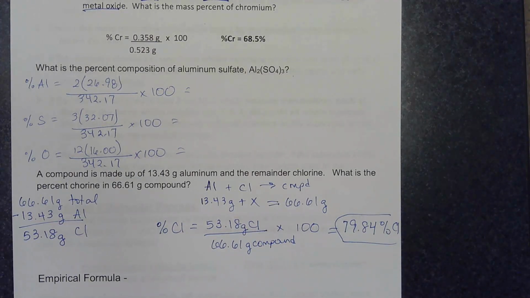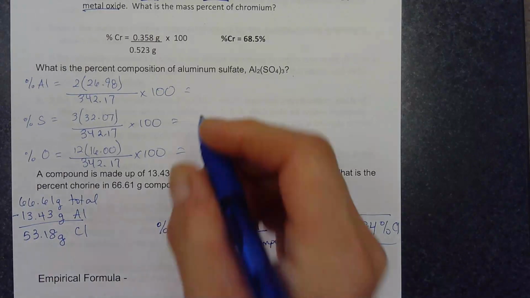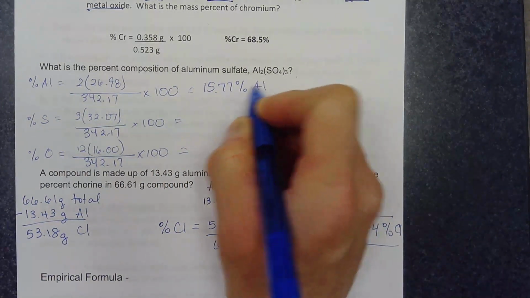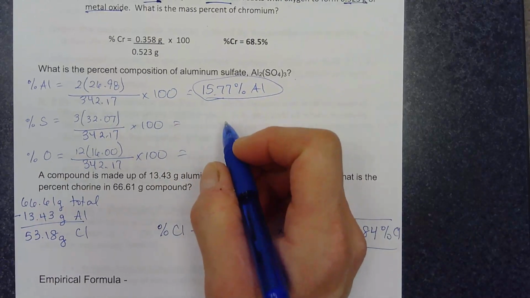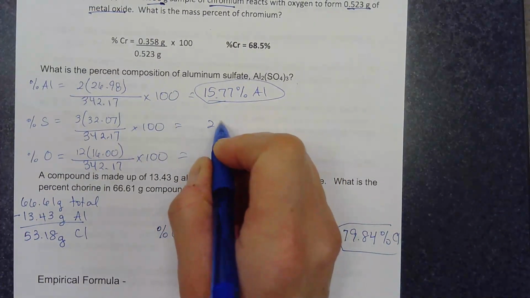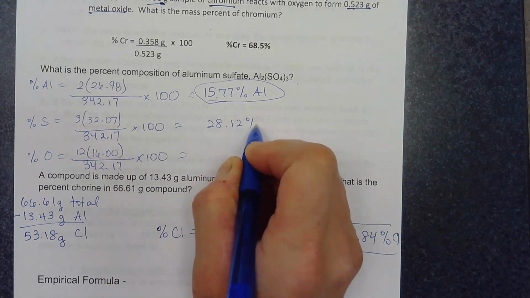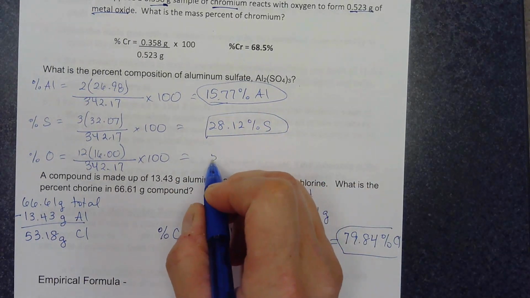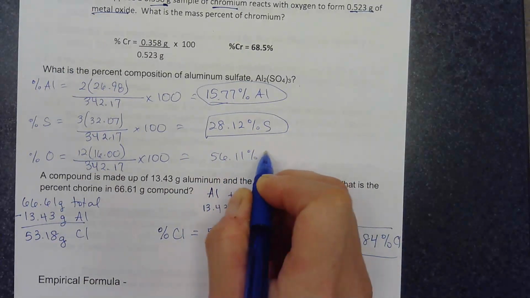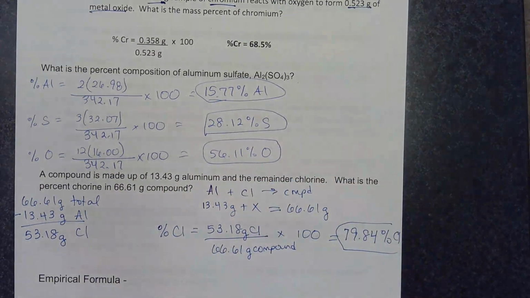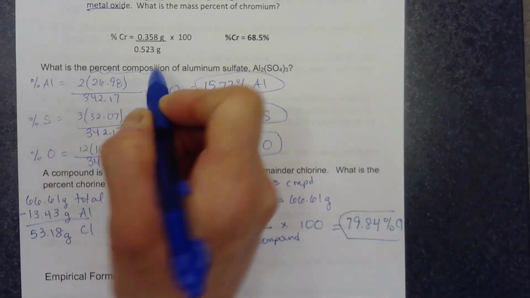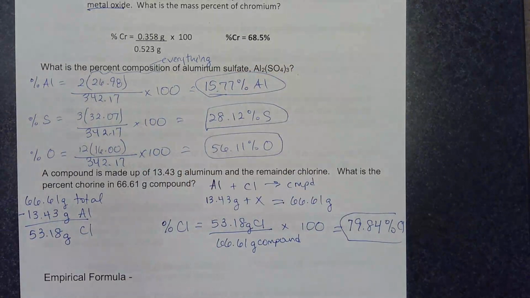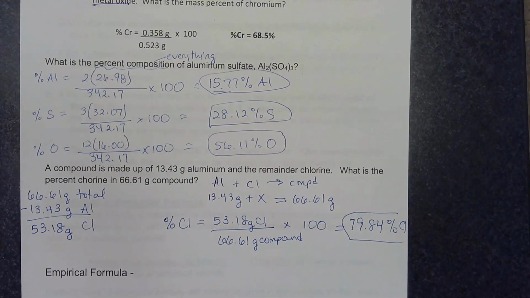So what is my first answer? Good. So that's percent aluminum. All right, somebody tell me the second answer. 28.12% sulfur. All right, somebody tell me the third answer. Percent oxygen. Very good. And notice it said percent composition, so that means everything. That's what it wanted. When it says percent composition, that means everything.